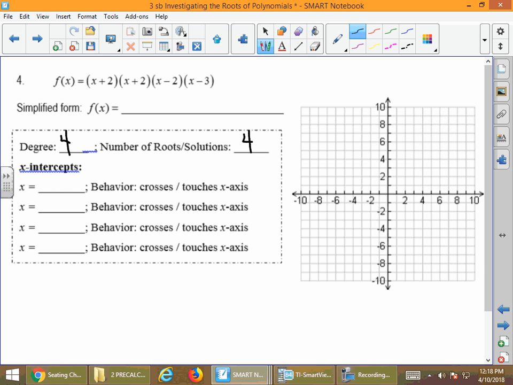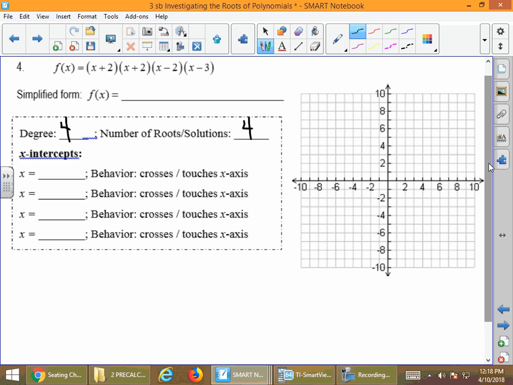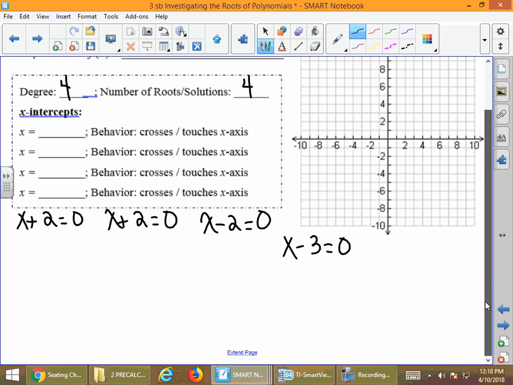Now sometimes what happens is we have repeating roots. Where our roots are coming from, and again, I hope you can look at this and come up with the answer, and you might want to write at the top of your paper because there's not that much room underneath this problem. But it's x plus 2 equals 0. And x plus 2 equals 0. And x minus 2 equals 0. And x minus 3 equals 0.